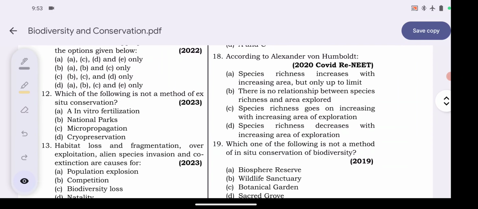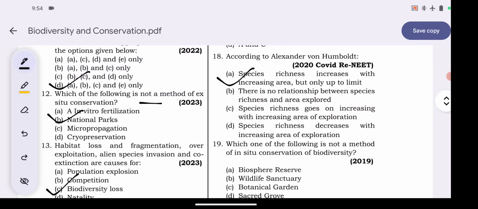Question number 18. According to Alexander von Humboldt, species richness increases with increasing area but only up to a limit. There is no relationship between species richness and area explored. Option C, species richness goes on increasing with increasing area of exploration. Option D, species richness decreases with increasing area of exploration. So here the answer will be option A. Species richness increases with increasing area but only up to a limit.